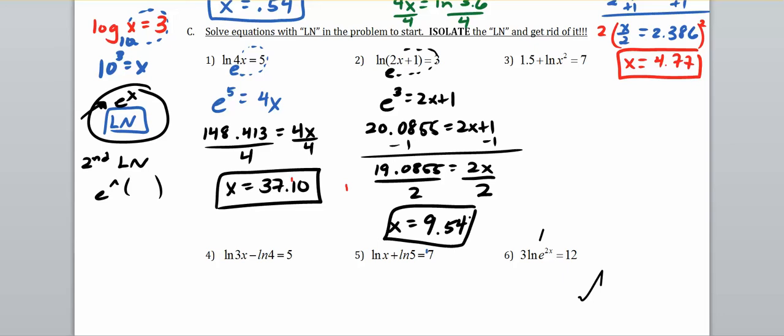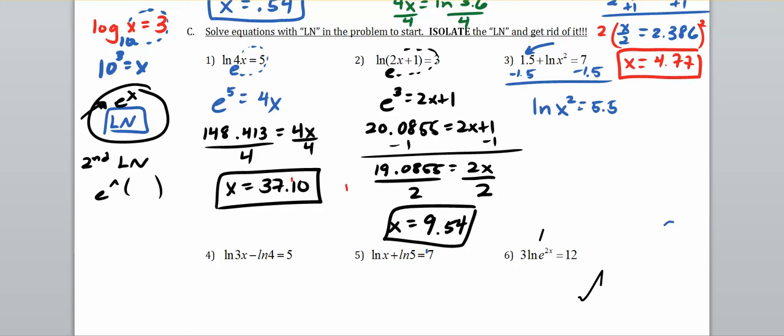Okay, let's look at number 3. The main goal is to isolate the natural log, or get one natural log so I can make an exponential. Right now, I don't have this isolated. This is in front. So I've got to isolate it by getting rid of the 1.5. So I'm going to subtract 1.5 from both sides. I'm going to get natural log of x squared is equal to 5.5. This is my happy place.